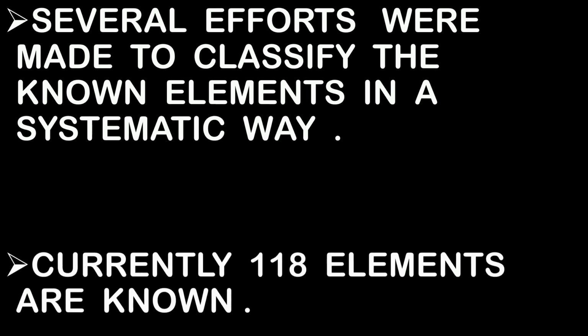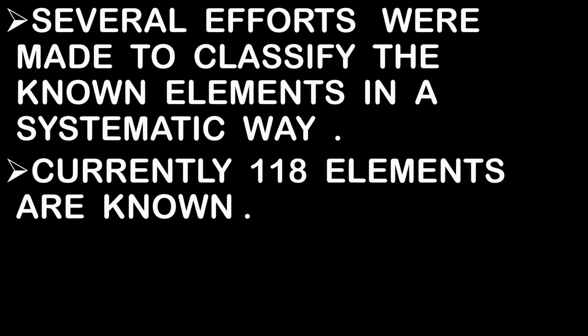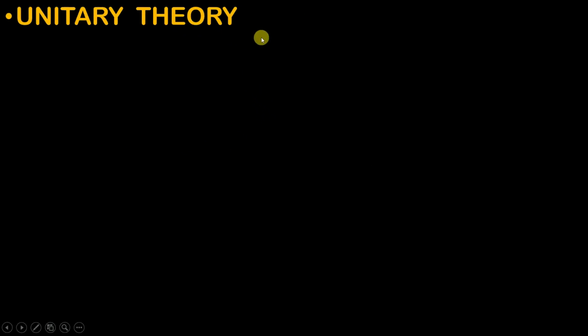Before starting with them one by one, let me tell you that as of now, there are 118 elements known. I am making this video in 2020. So as of 2020, there are 118 elements known, and there is a high possibility that more elements will be discovered in the future. So let us start with the first systematic way, that is nothing but the unitary theory. Now what does the unitary theory tell us?